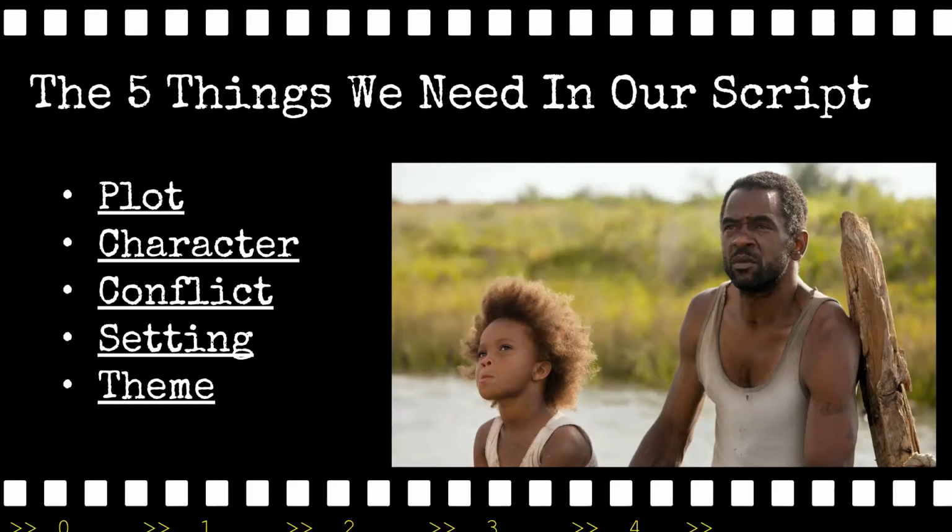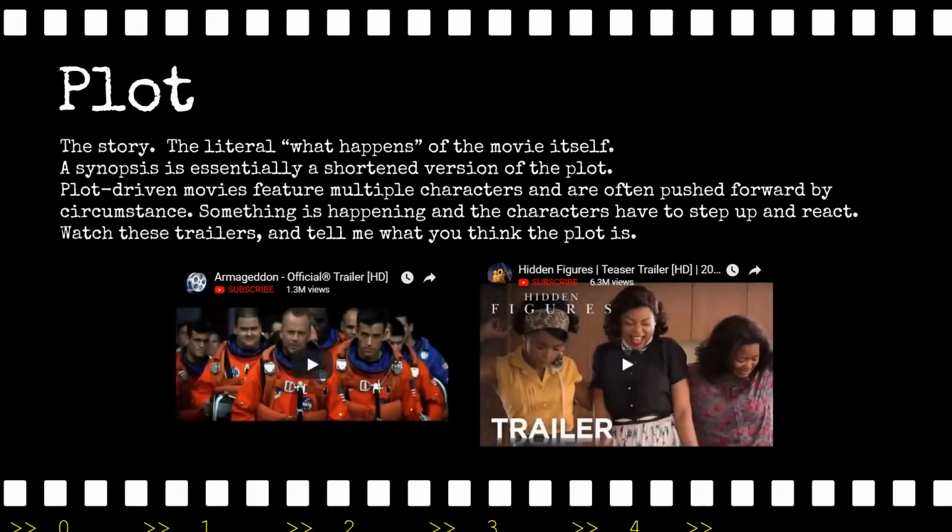We need to think of it in the same way that we would think of making a novel, that whole kind of romantic idea of telling a story and being a storyteller. So we need these 5 things: plot, character, conflict, setting, and theme. Let's just power right through what each one of them means. Okay, plot. This is obviously the story. It's the literal what happens of the movie itself. And then a synopsis, which is a word you hear a lot, is a shortened version of the plot.